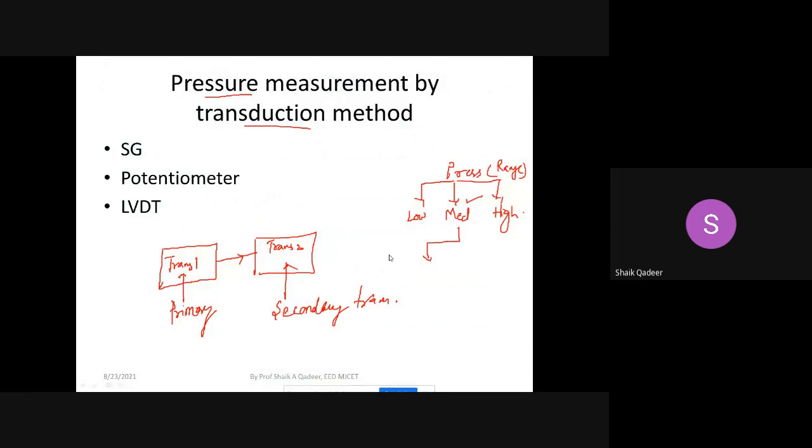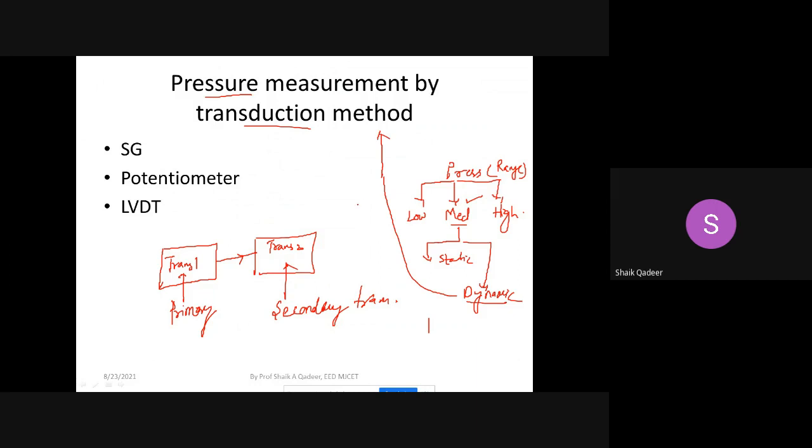Remember, I told you we can learn pressure based upon the range of pressure. Okay, and we started discussing medium pressure, and we have seen that if it is static it can be measured using U-tube manometer. If it is dynamic, then it is called pressure measurement by transduction method. Hope it is clear to everybody.